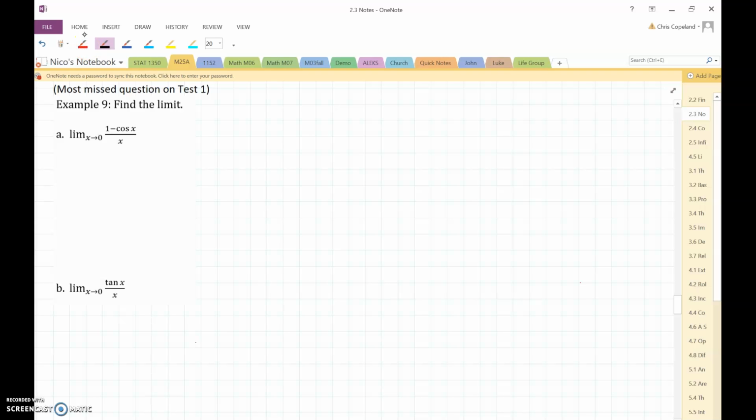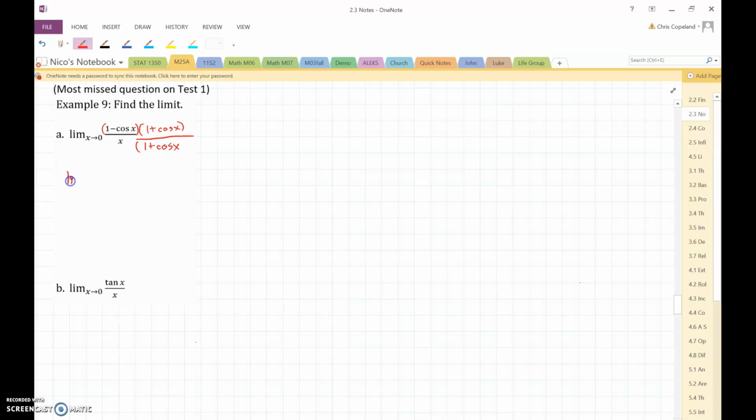Okay, this next question is the most missed question on test 1. You'll have a question similar to this one, not exactly like it, but similar. Find the limit. We can't do direct substitution here because you'd have 0 in the denominator. So instead, I'm going to multiply by the conjugate. I'm going to multiply by 1 plus cosine of x all over 1 plus cosine of x.